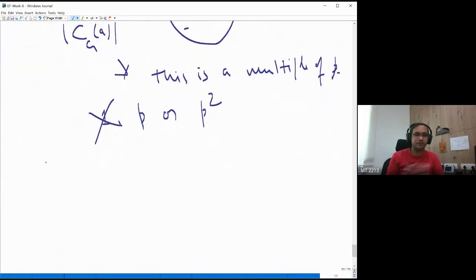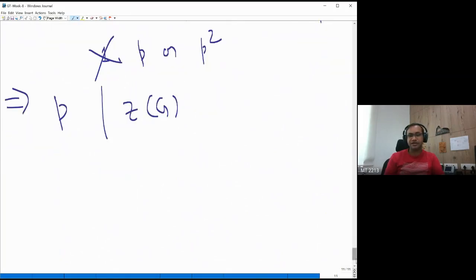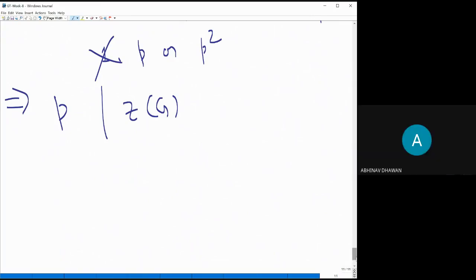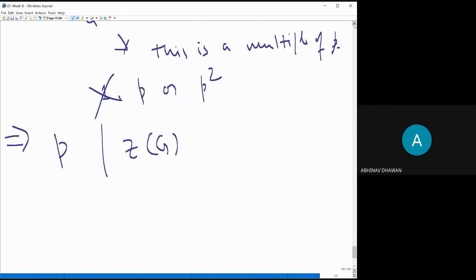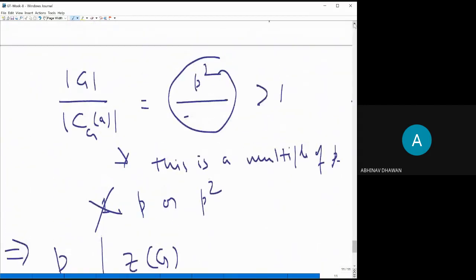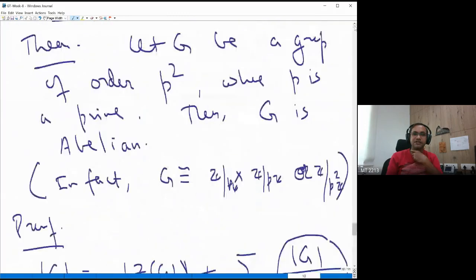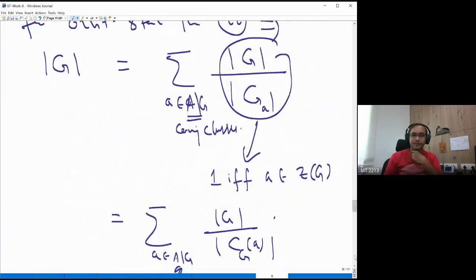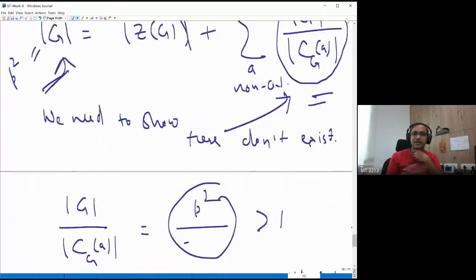So first thing we prove that P divides the center of G. Whatever the argument I gave implies that P divides the center of G. Is this clear? Why will P divide the second summation? Because the second summation is whatever is an integer. It's clearly an integer.